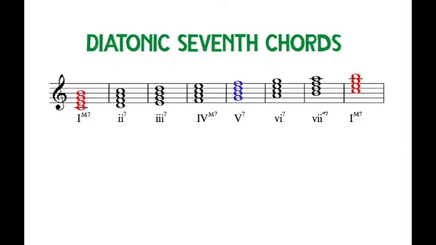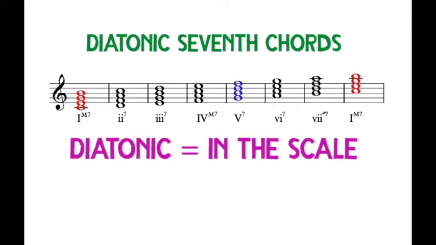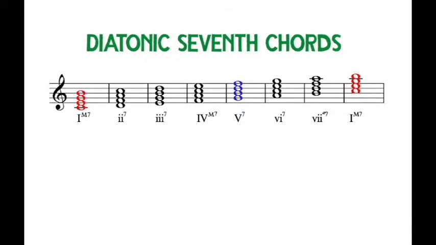Let's begin by looking at what we call diatonic seventh chords. This simply means if we take any pitch in a major or minor scale and build a seventh chord using the notes of that key, we find that there are certain qualities that occur naturally within the scale.